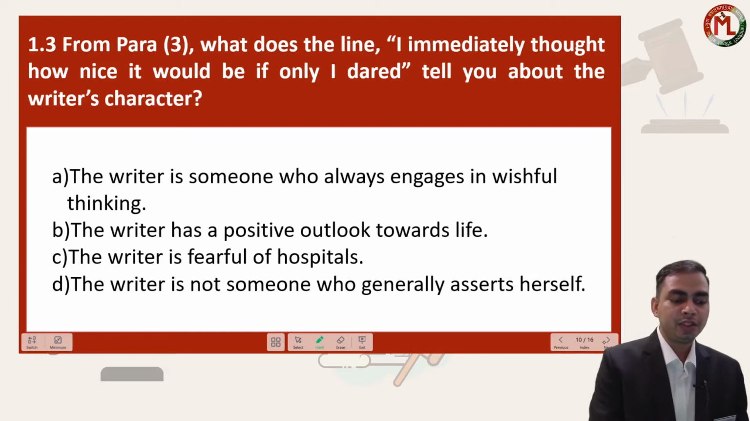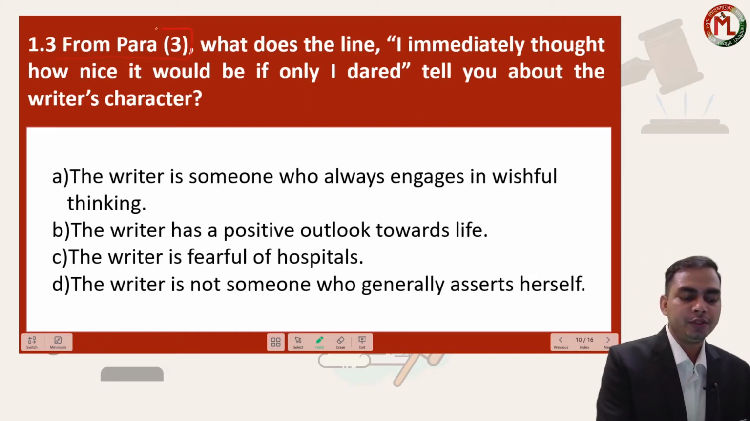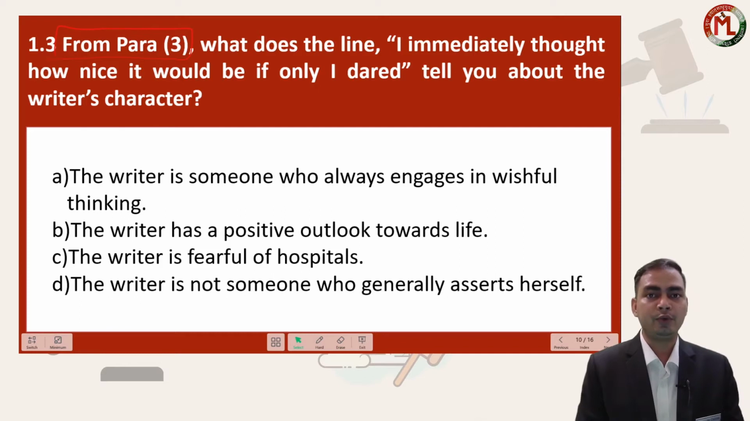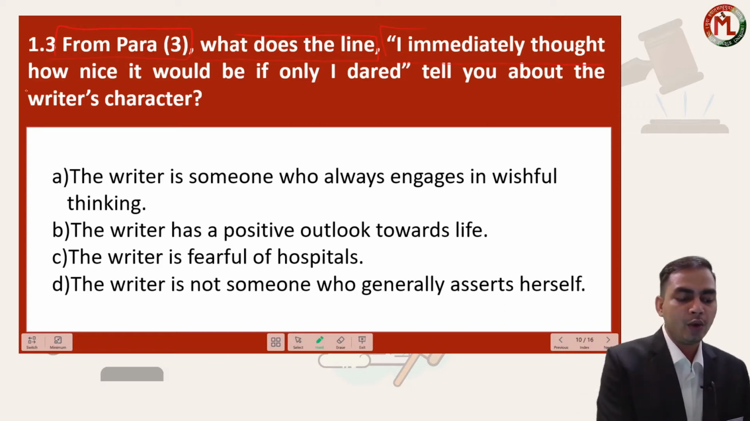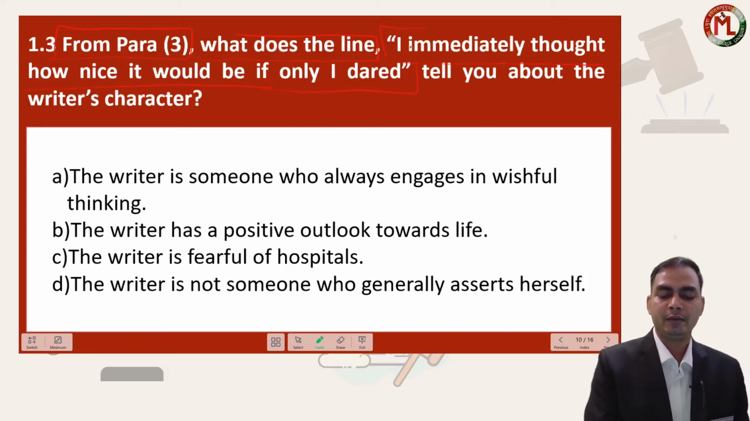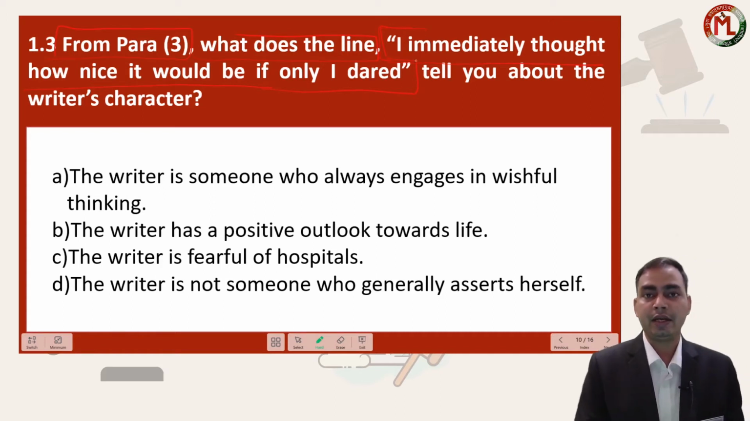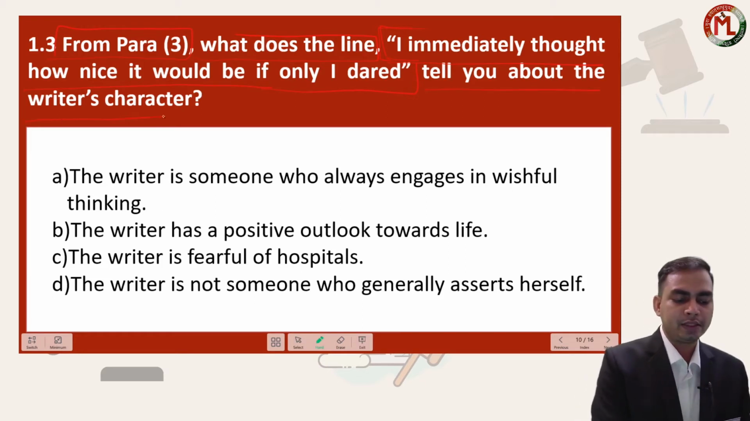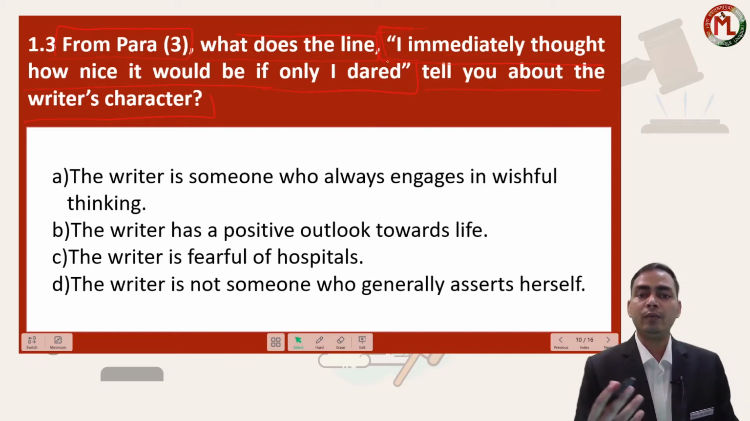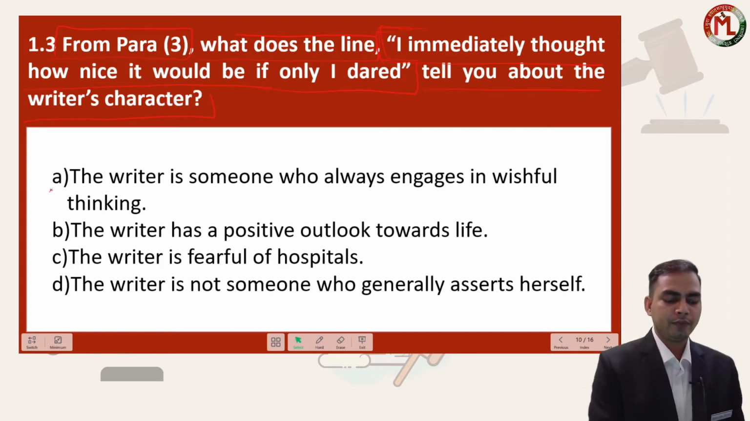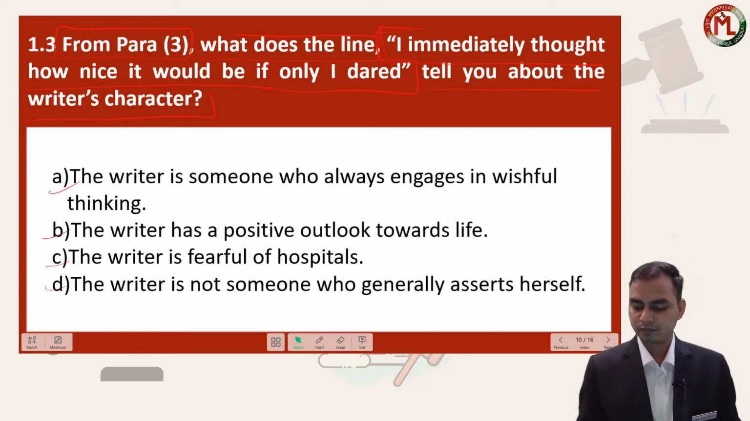as fast as possible. Question number 3 says from para 3. So it is very obvious that now you have to be focused upon para 3. It says, what does the line, which has specifically been taken from the passage itself, 'I immediately thought how nice it would be if only I dared,' tell you about the writer's character? This is the statement by the writer, the protagonist in the story. By reading this, what idea comes to your mind? What happens when this kind of line is spoken by a person? There are 4 options and you have to choose out of them.